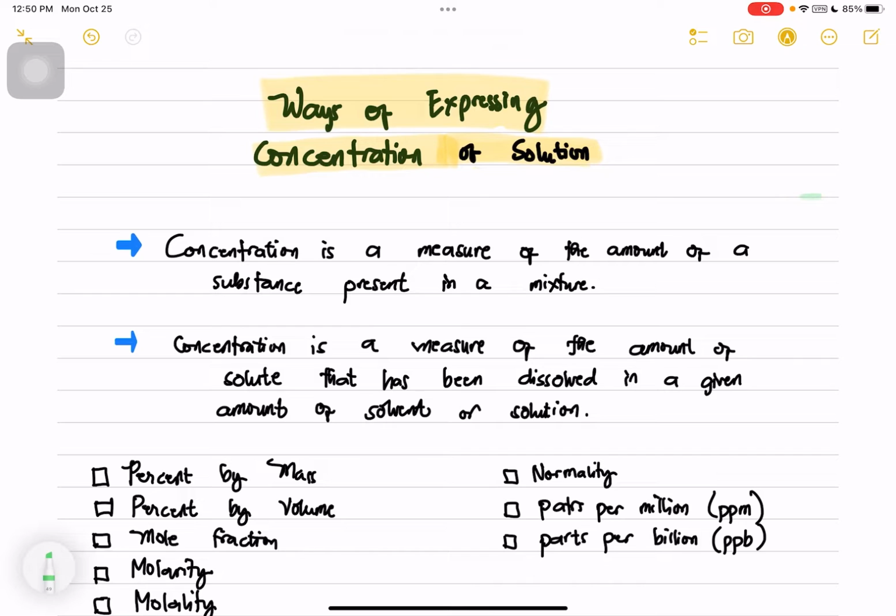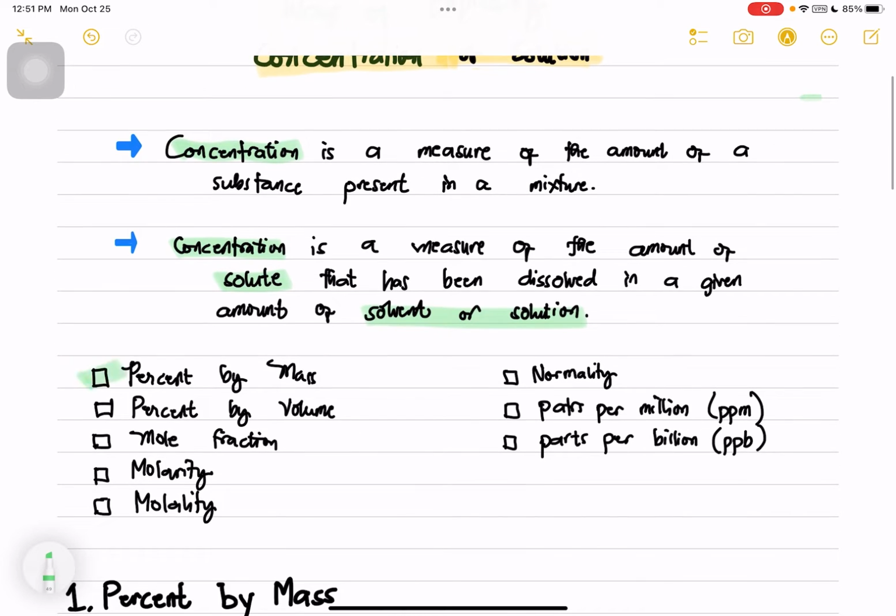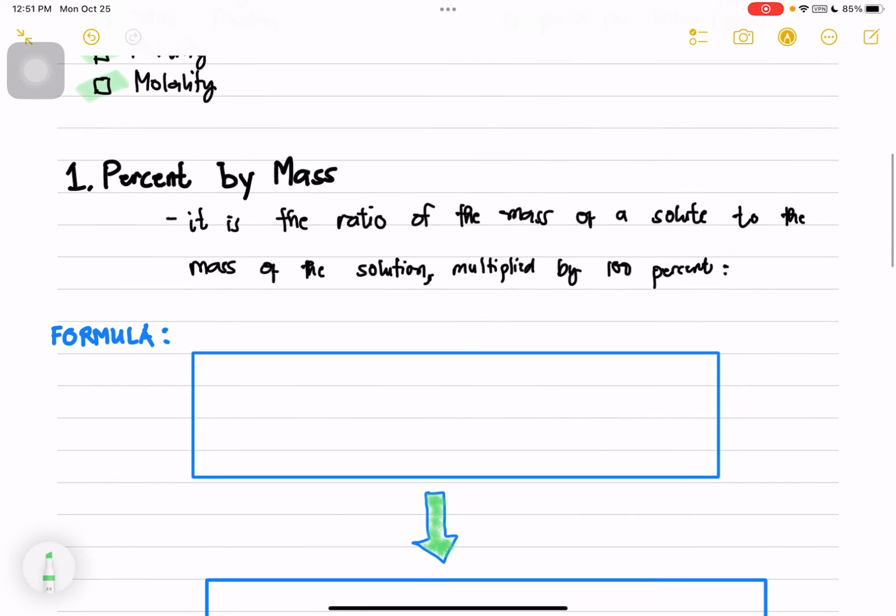Now, what is concentration? Concentration is the measure of the amount of a substance present in a mixture, or in a more specific manner, it is a measure of the amount of solute that has been dissolved in a given amount of solvent or solution. Now, there are different types of concentration of solution. We have the percent by mass, percent by volume, mole fraction, molarity, molality, normality, parts per million or the ppm, and parts per billion or the ppb. Of course, we are going to discuss each one of them, but first, let us discuss the percent by mass.